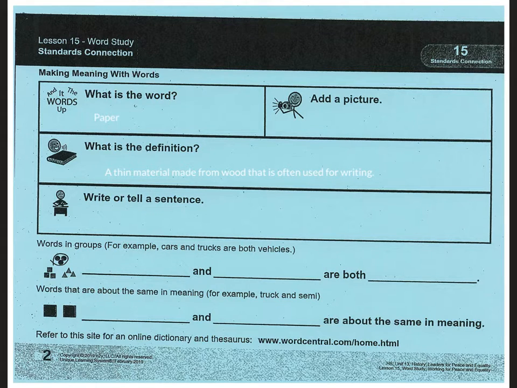Just a reminder that we put the word here, paper, and we put the vocab word here. So paper is a thin material made from wood that is often used for writing.